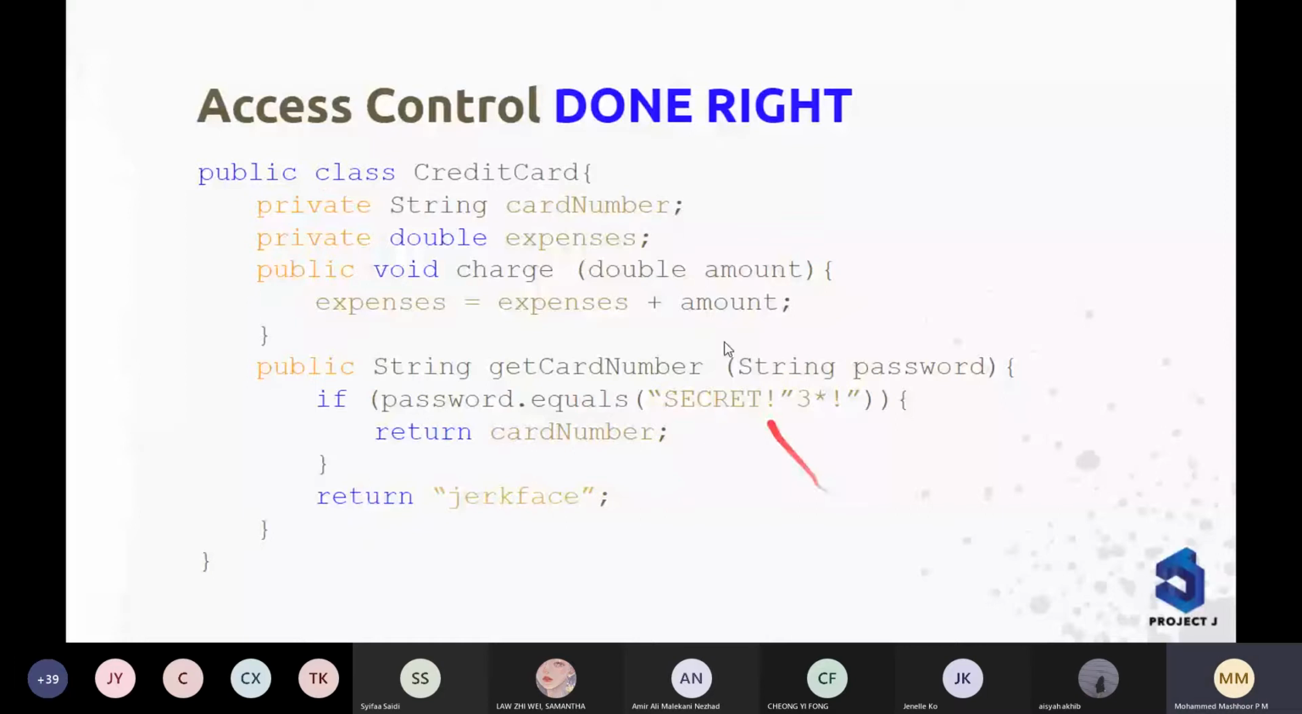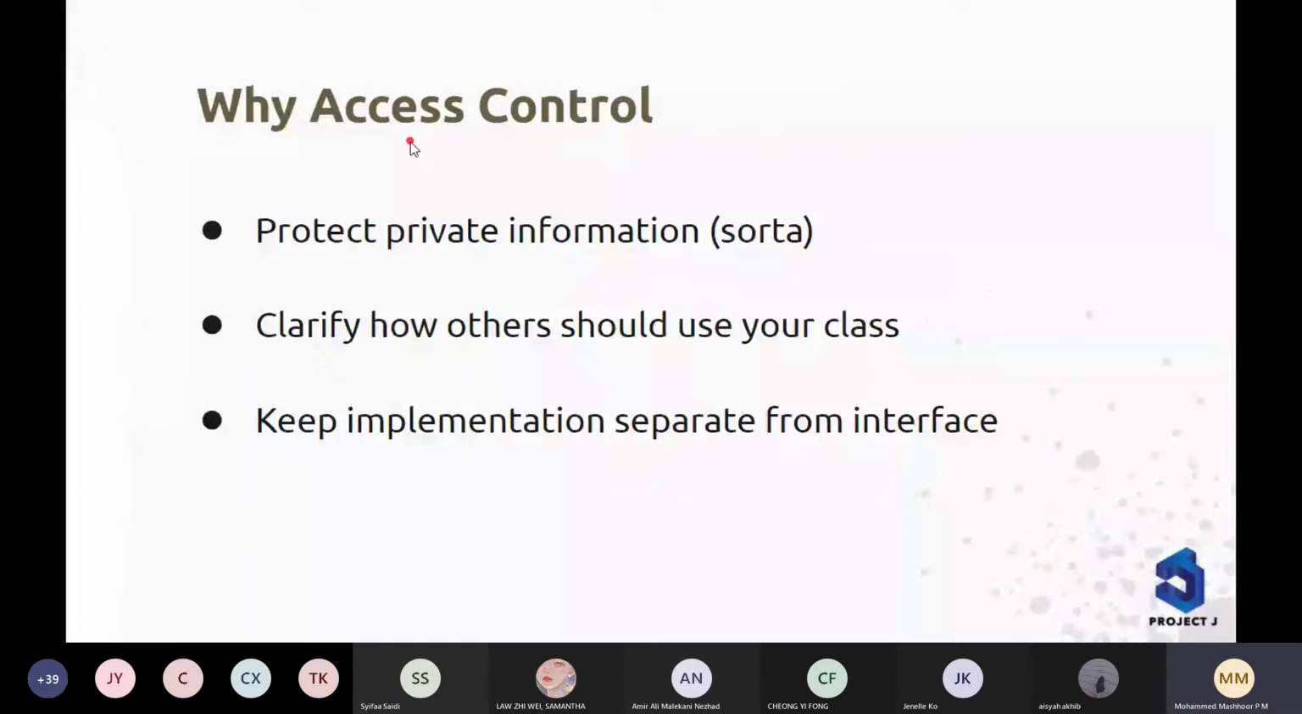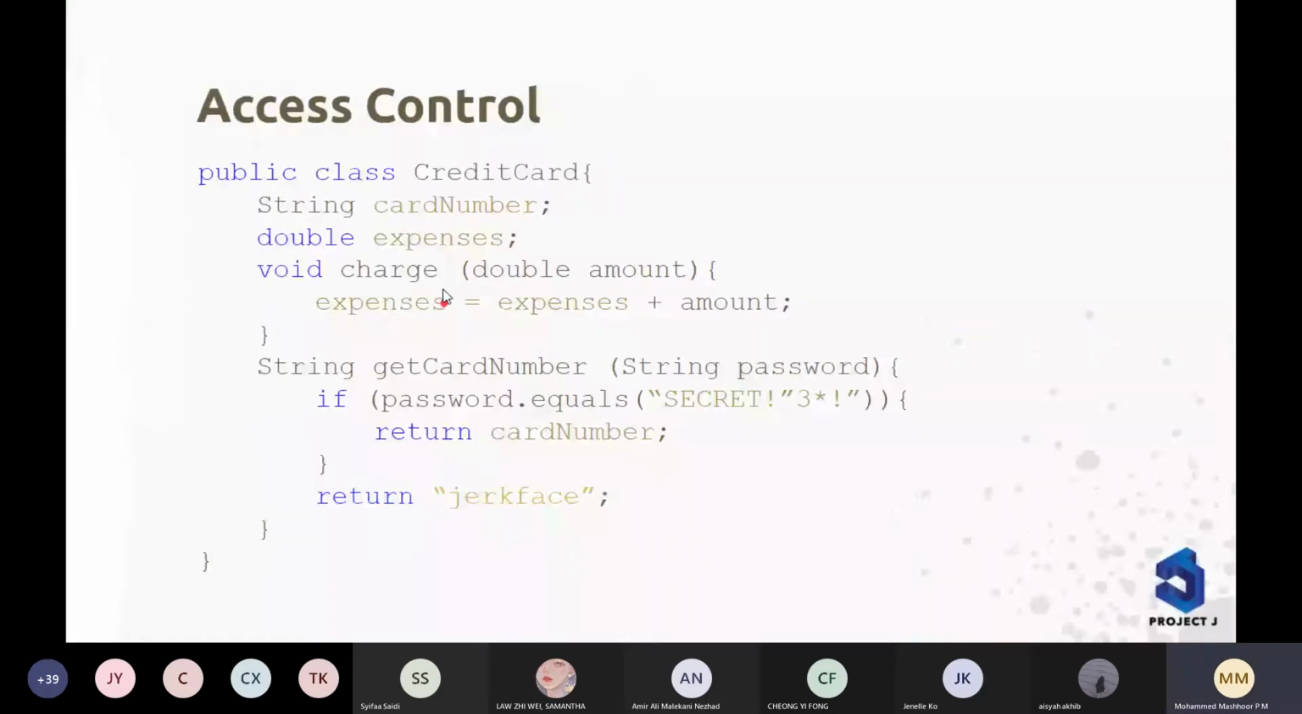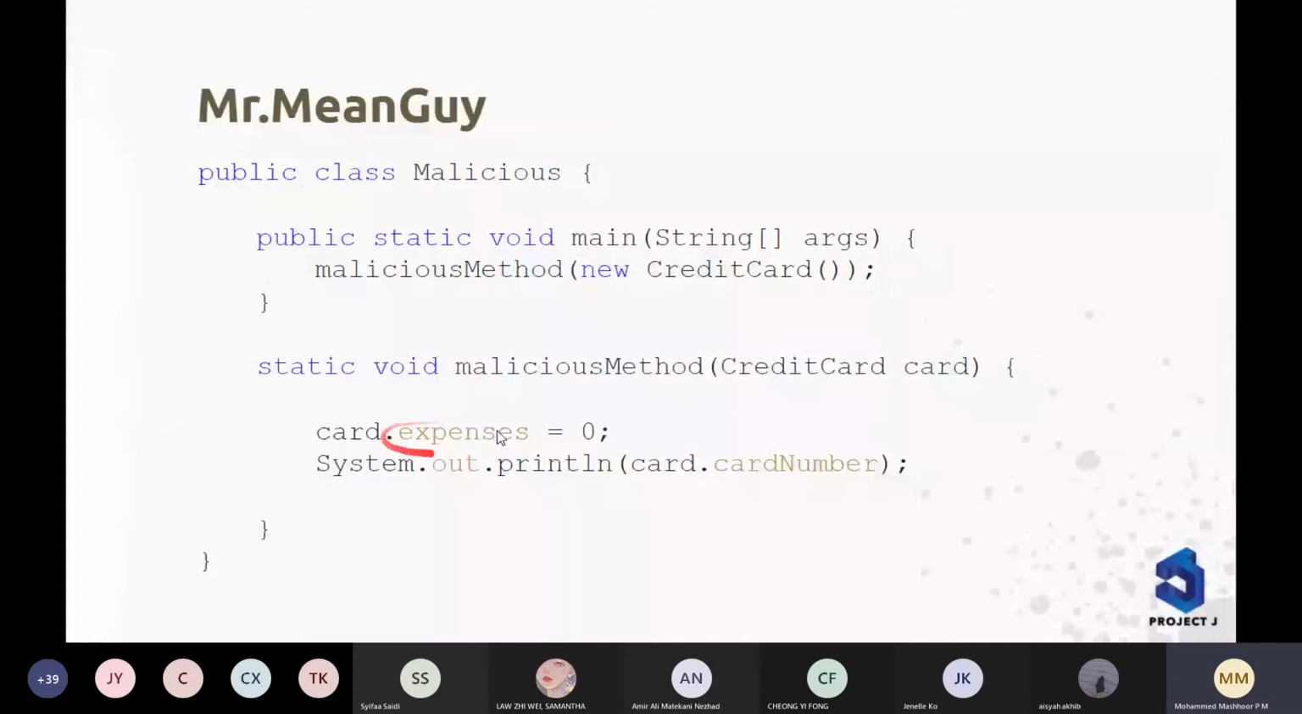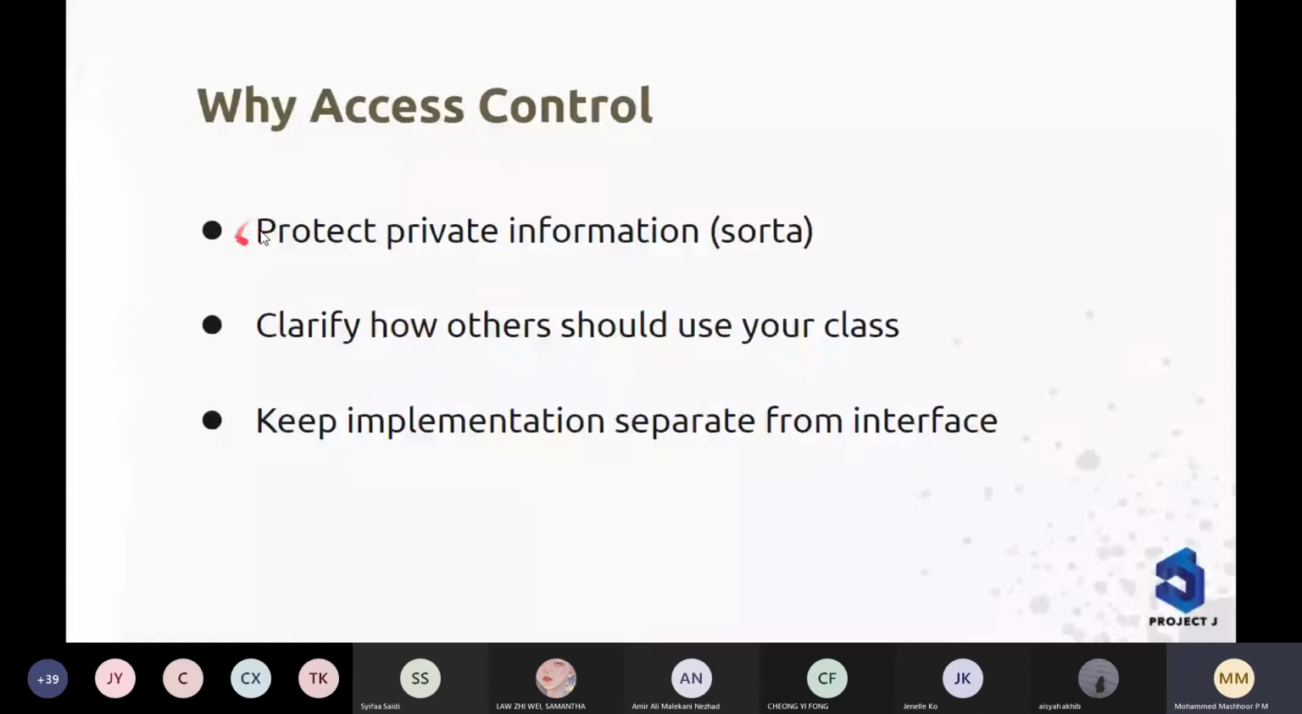So now comes the most important question. What is the importance of access control, or why are we using access control? In the first program, as I told you, we were able to alter the expenses in this credit card situation from another class. So it's not actually safe. That's why access control can protect private information. I mean, it can protect our information.